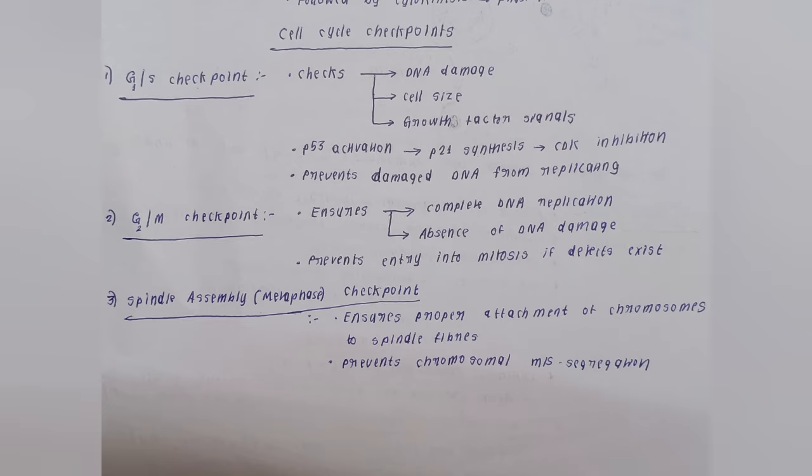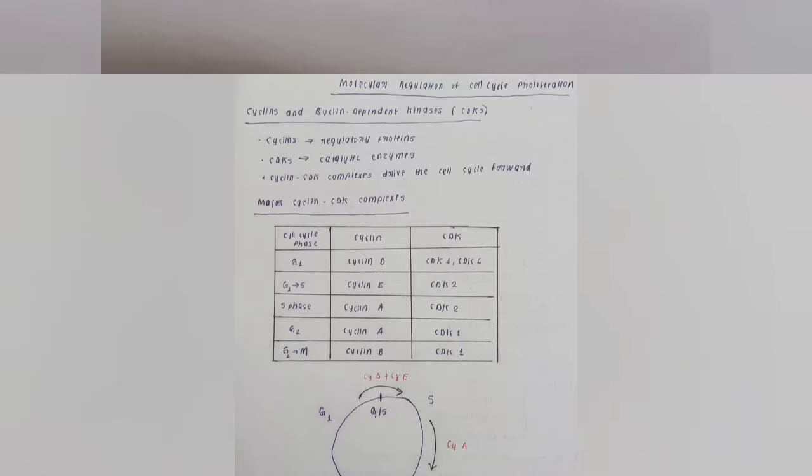You have to mention this. These are very important. Next, the third one, you can mention it or you may leave it, that is the spindle assembly checkpoint. It ensures the proper attachment of chromosomes to spindle fibers, and it prevents chromosomal missegregation.